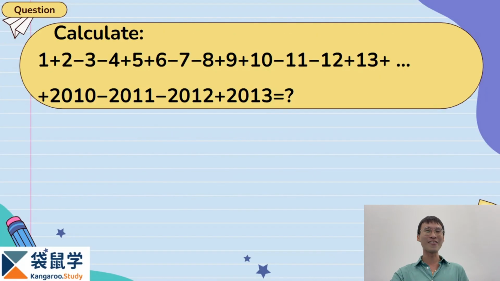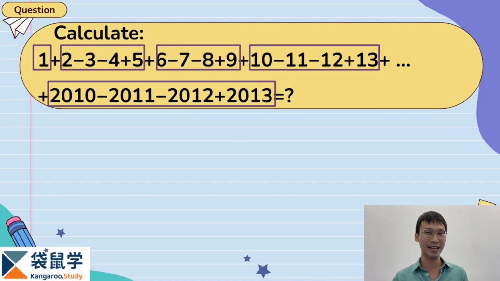Now we are all ready to solve the big problem. The question starts with a number 1. But from our earlier examples, do we always need to group from the first number? Not necessary. As long as we follow the repeating signs and make equal groups, it will still work. So this time, we will start grouping the numbers from number 2 instead. That means all the way until 2013.